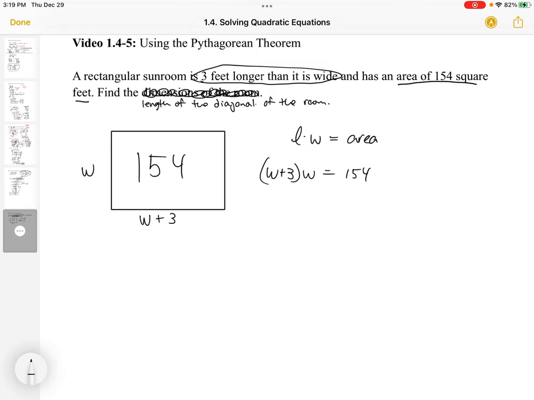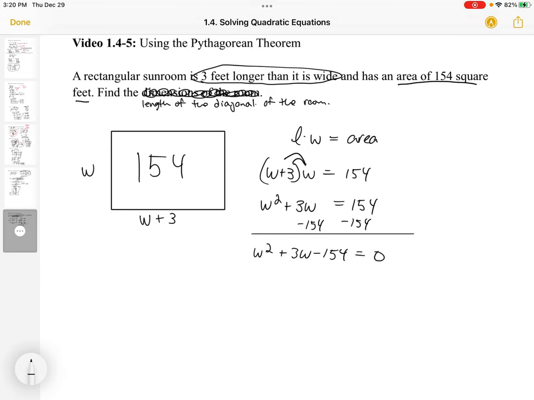So we're going to go ahead and solve this. First, I'm going to distribute this W, so I end up with W squared plus 3W is equal to 154. Now, I could try completing the square from here, but instead I'm going to subtract 154 on both sides and get all the terms on one side and then sort of reevaluate my life here.